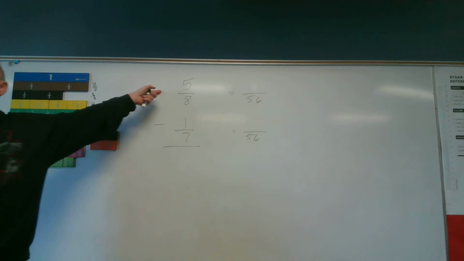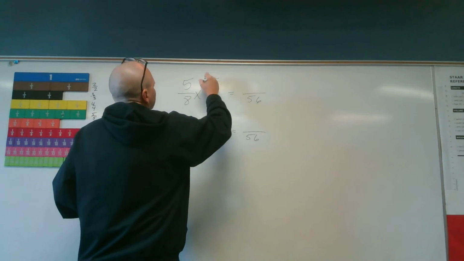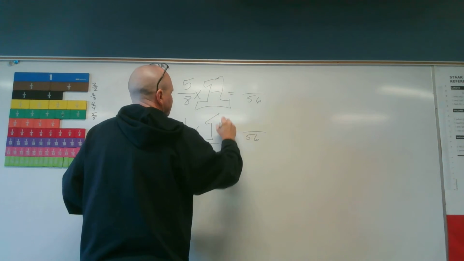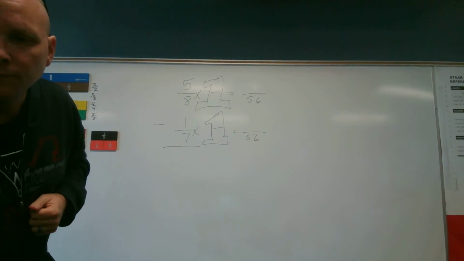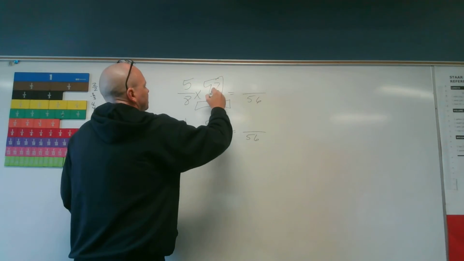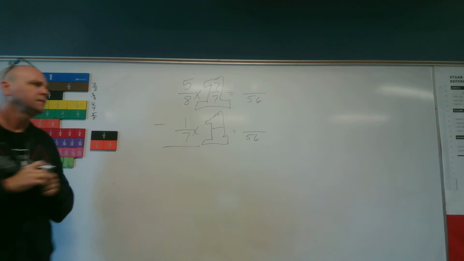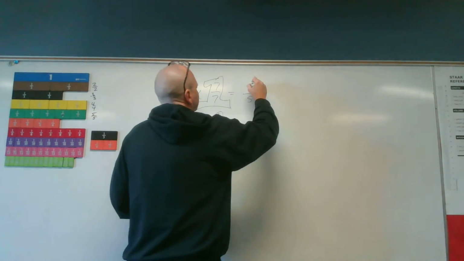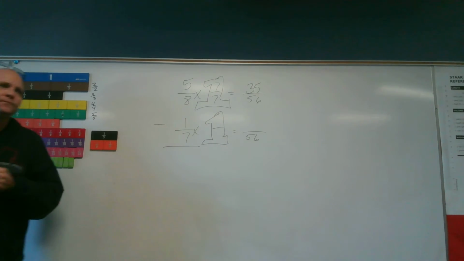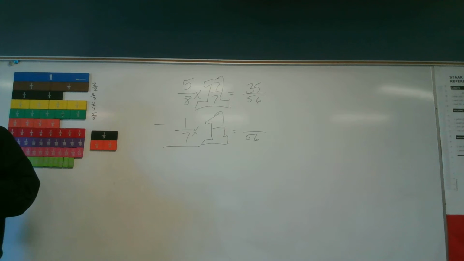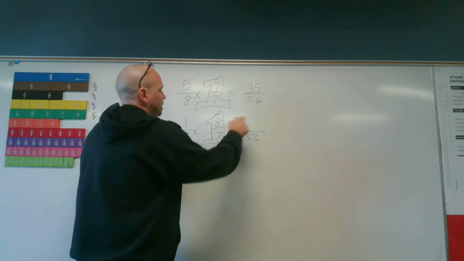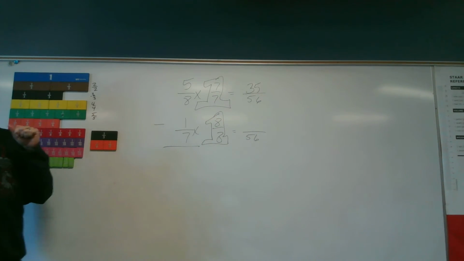All right, neither one of these are over 56, which means I need to change them without changing the value, which means I need to multiply by a fraction that equals 1. Tatum, what fraction that equals 1 should I use here? 7 over 7. And what would my numerator be? 35. And Chase, what fraction should I use here? 8 over 8. Good. And my numerator would be? 8.